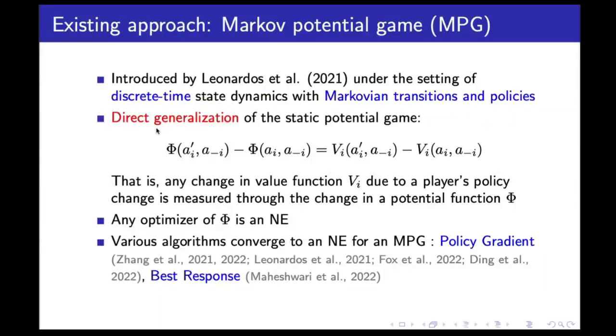And their definition is a pretty direct generalization from the static potential game, saying that if there exists some function phi such that for any strategy you satisfy this structure, then such a game is called a macro potential game. And similar to the static case, any optimizer here is also a Nash equilibrium, and many algorithms in the multi-agent reinforcement learning literature have been working on showing the convergence to the Nash equilibrium in this case.